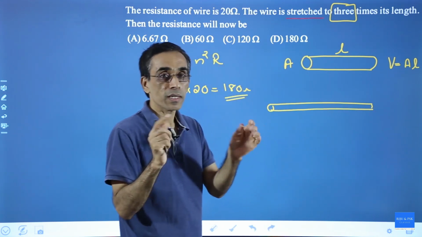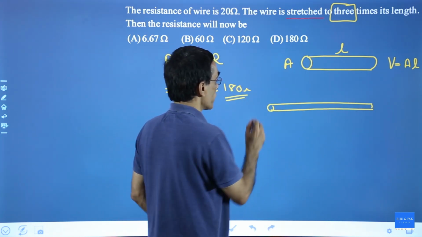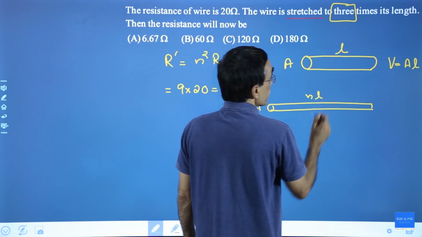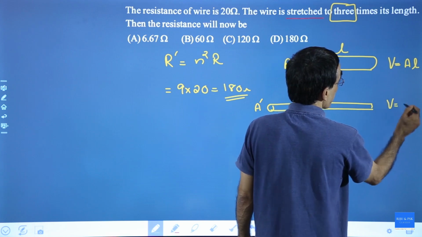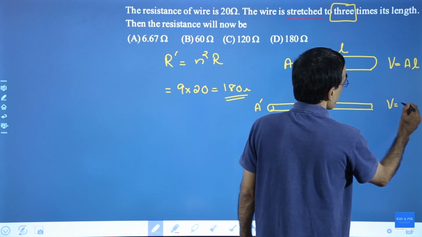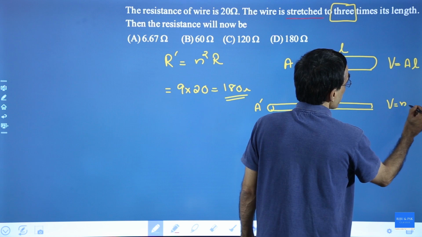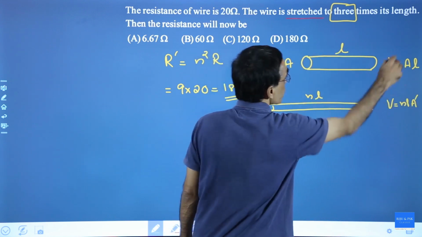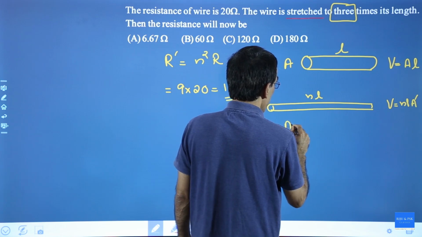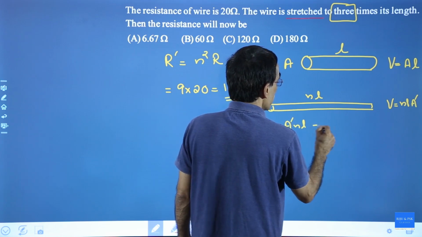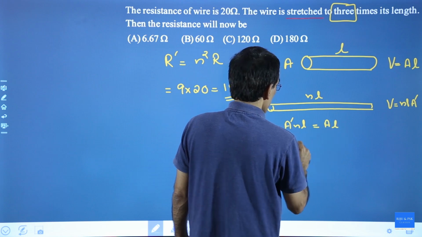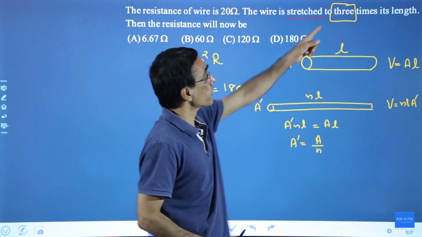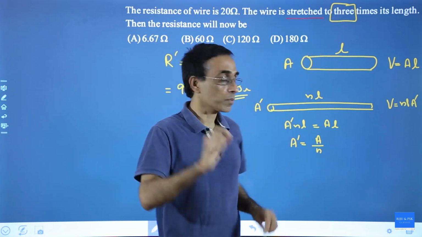The wire will become thin, its length will increase, and the area of cross section will decrease. So this area will become A dash, and the length has become N times L. The volume is the same again, volume will not change. We discussed in the last class also, the volume is nothing but N into L into A dash. Comparing the two volumes, A dash N L equals A into L, so A dash is equal to A divided by N. So if you stretch it 3 times, the area will become 3 times smaller.